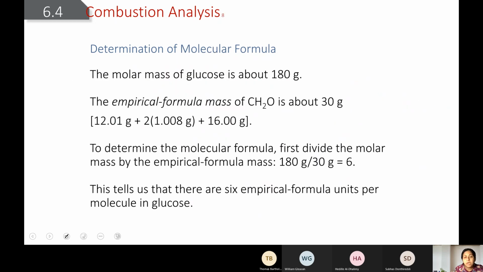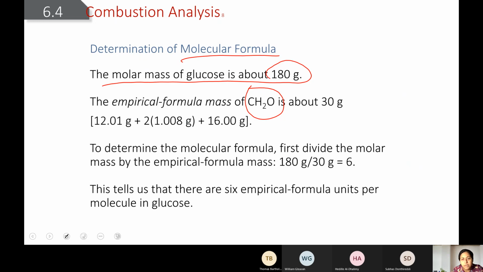Okay, now we are going to determine the molecular formula for glucose. What is the empirical formula? Yes, this is the empirical formula. We are given a fact. It says the molar mass of glucose is 180 grams.